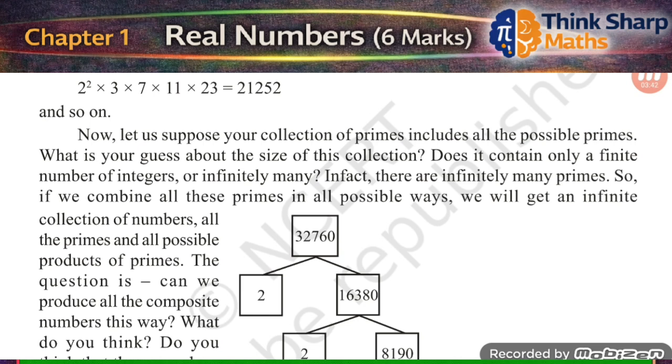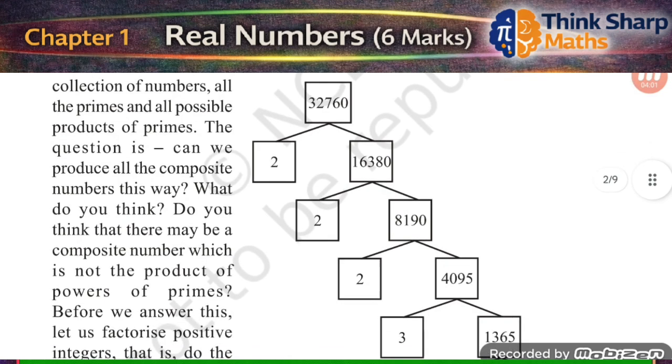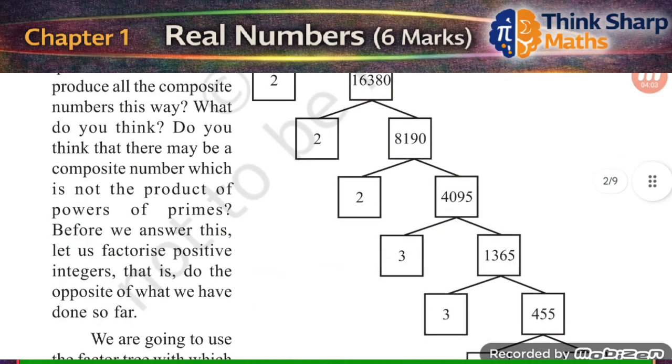So if we combine all these primes in all possible ways, we will get an infinite collection of numbers, because prime numbers have no limitation. There is no end of prime numbers. All the primes and all possible products of primes. The question is, can we produce all the composite numbers this way? What do you think? Do you think there can be a composite number which is not a product of powers of primes? So no, obviously no.